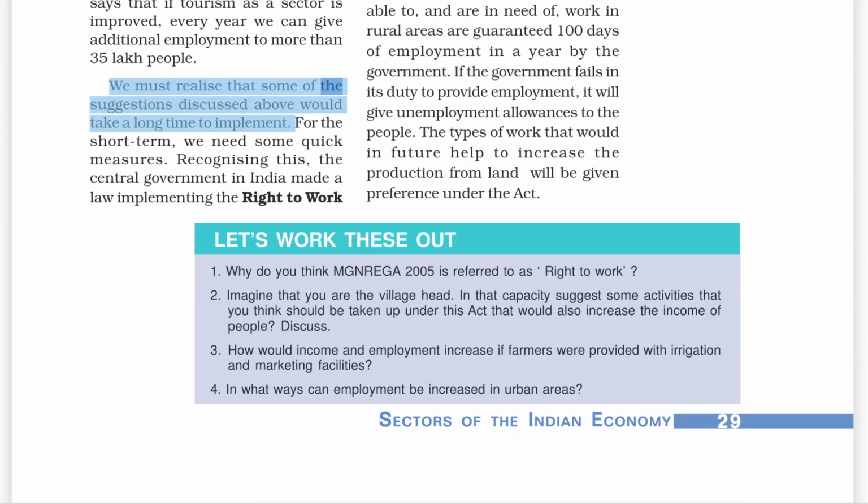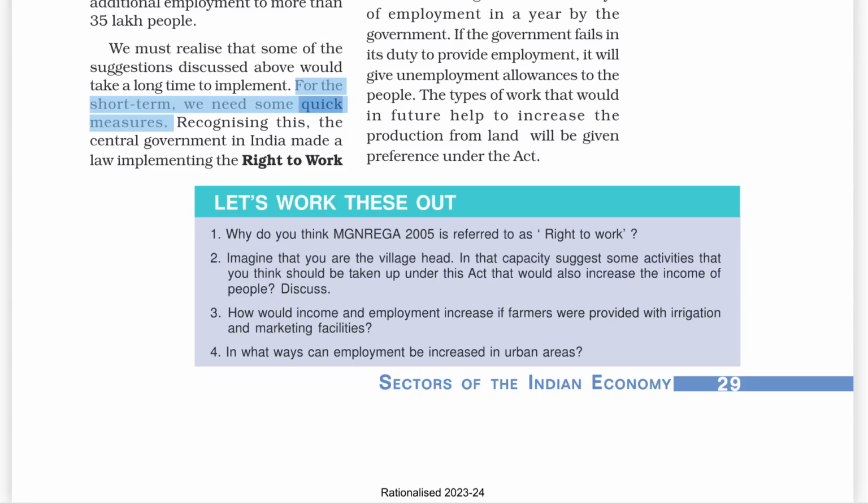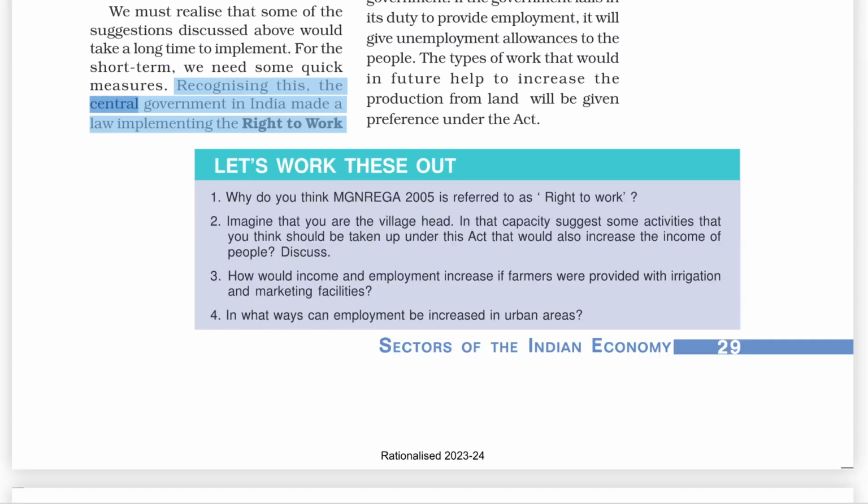We must realize that some of the suggestions discussed above would take a long time to implement. For the short term, we need some quick measures. Recognizing this, the central government in India made a law implementing the right to work.